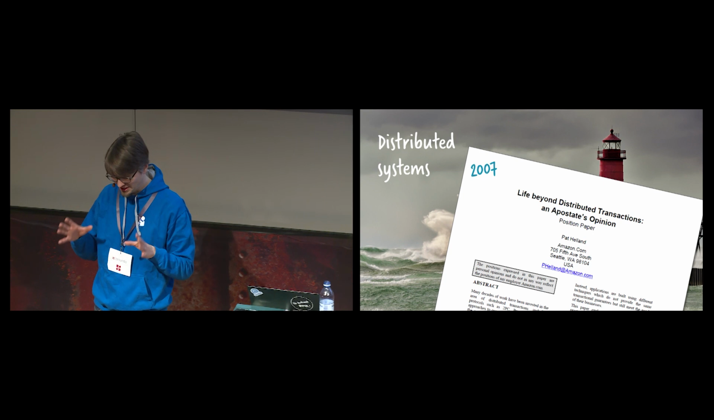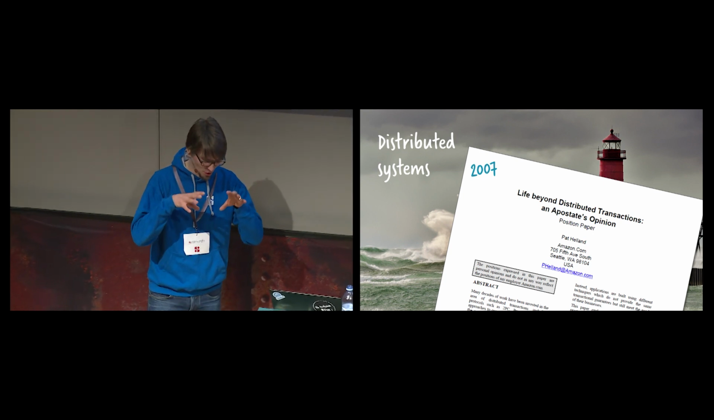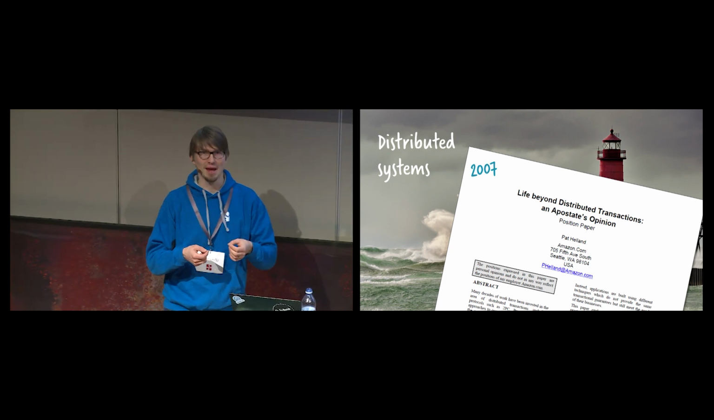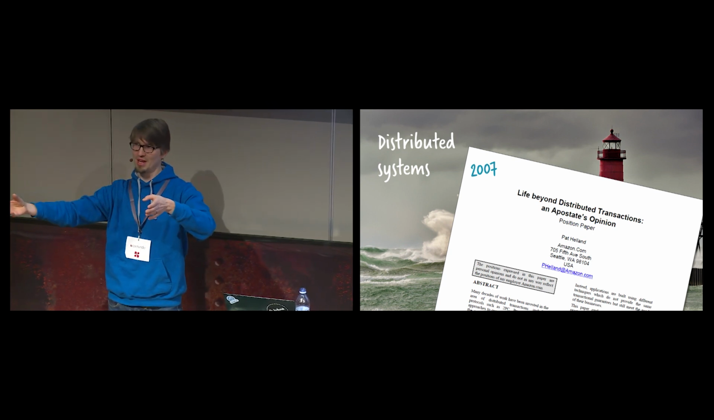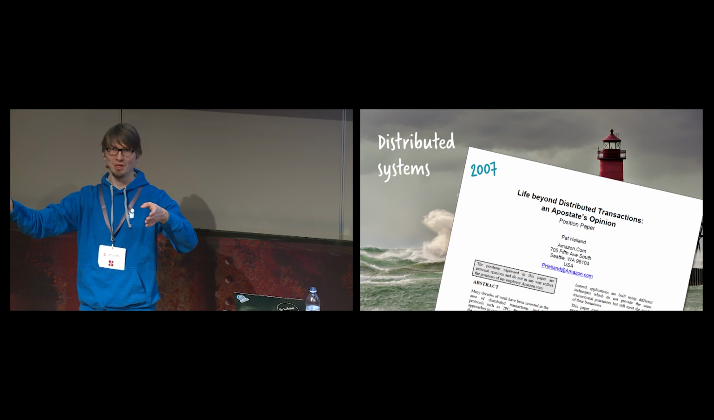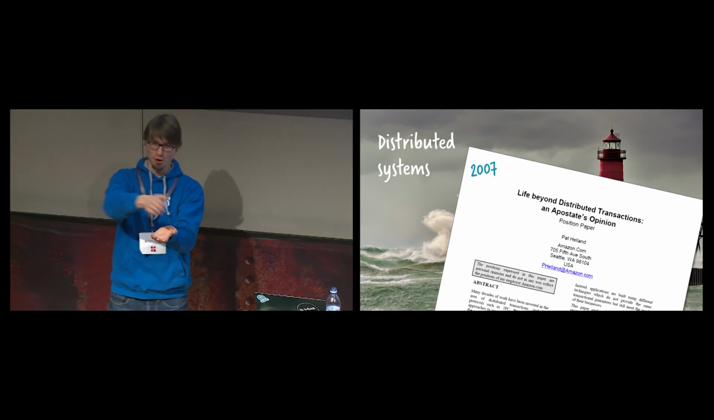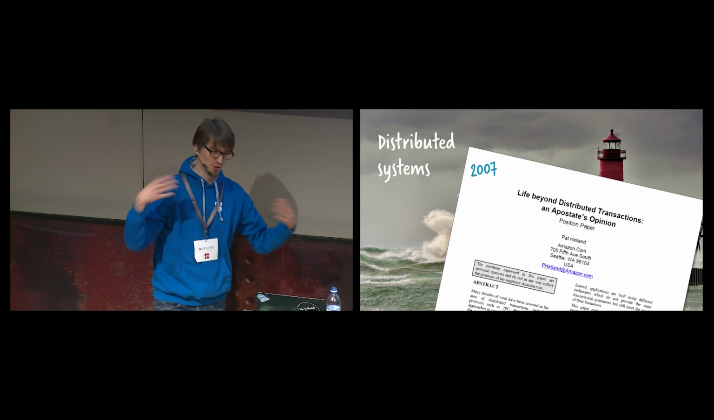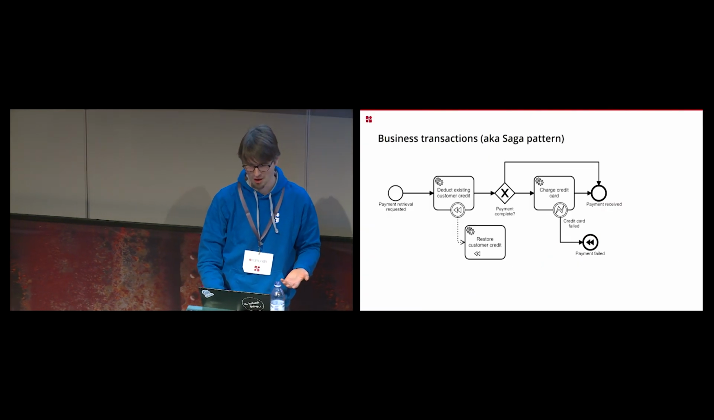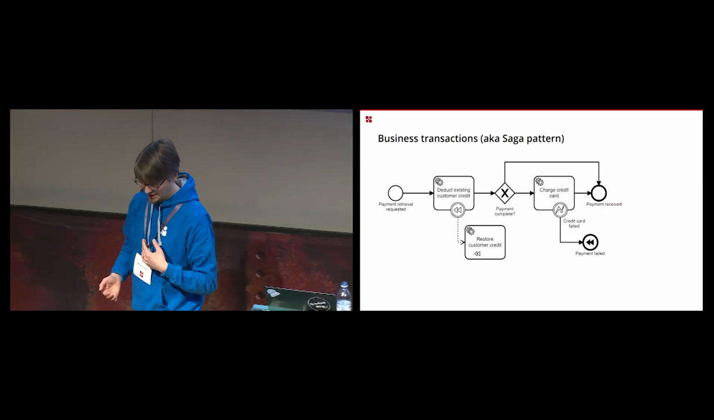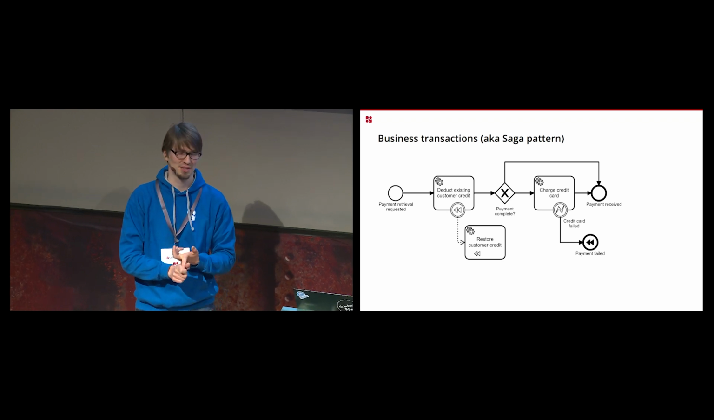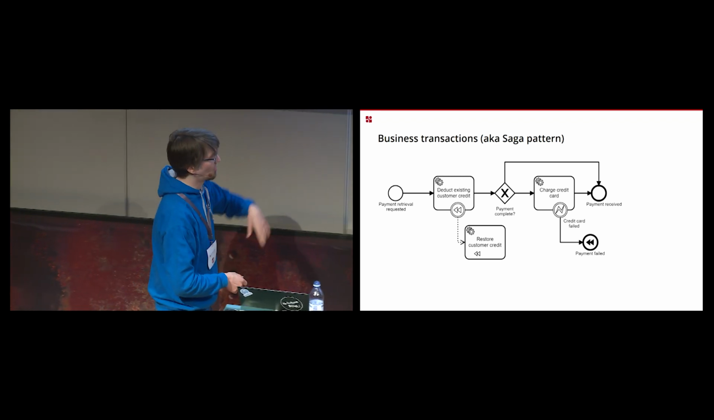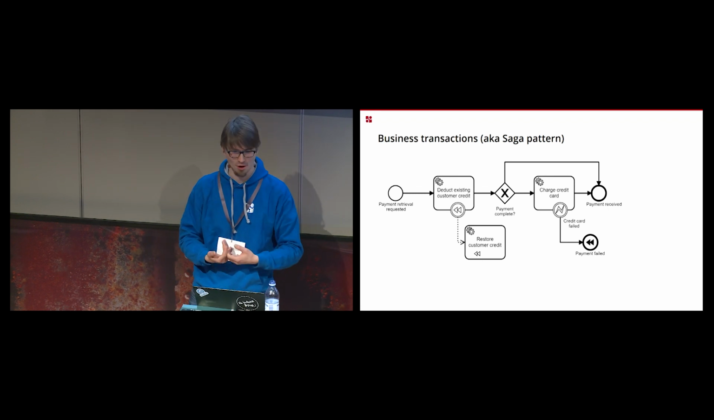But the core problem doesn't go away. I might have like 3 things I want to do, and if the third thing crashes for whatever reason, I might have to roll back the other 2. But I cannot do it by simple transaction management anymore. So the answer to that, you might have heard of the Saga pattern. The Saga pattern is recently pretty well known, or you might know it as business transaction or compensation.